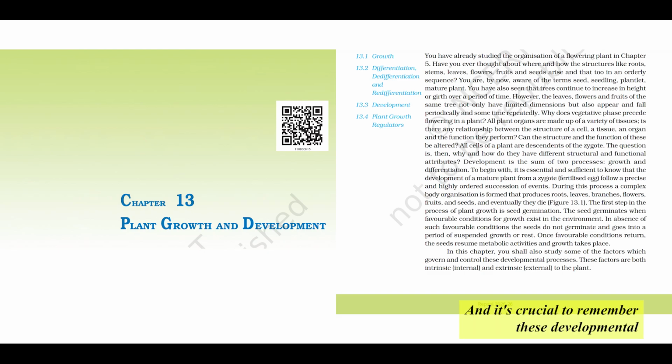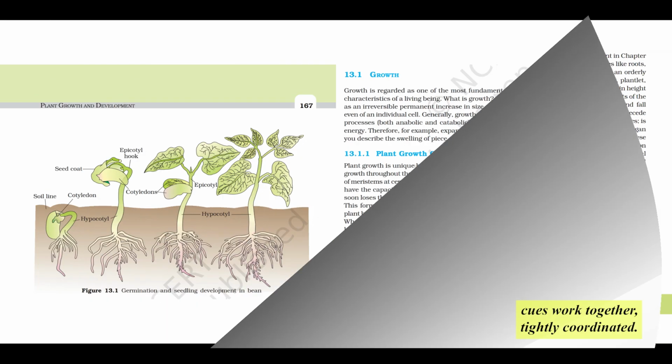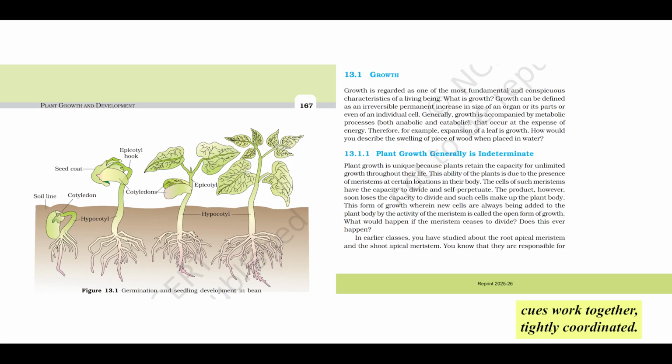And it's crucial to remember, these developmental processes, they're governed by both intrinsic factors. Internal factors, like genetics. Yes, exactly. Internal factors like the plant's genetic makeup and internal chemical signals. And also by extrinsic factors. External ones, like the environment. Precisely. External factors like light, temperature, water, oxygen. We'll explore both types in more detail later, but the key point now is that both internal programming and external cues work together, tightly coordinated.